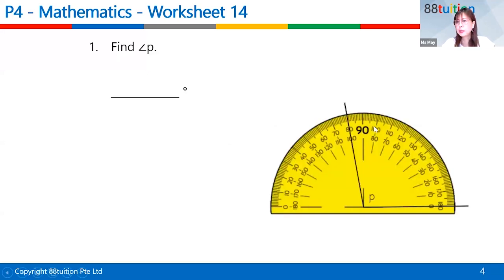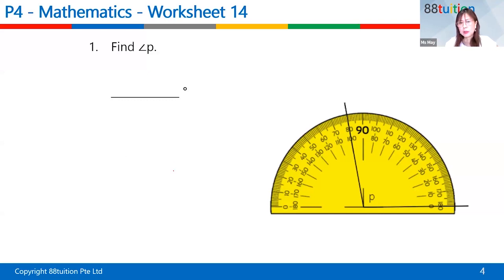So find angle P. This is very straightforward. Can I have someone to answer my question, please? How many degrees is this? So are we looking at inner scale or outer scale? Are you familiar with the term inner scales and outer scales? Yes or no? Okay, what does it mean by inner scale and outer scale?